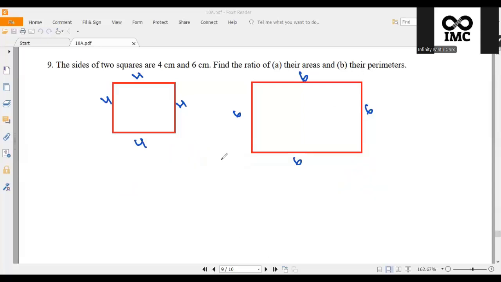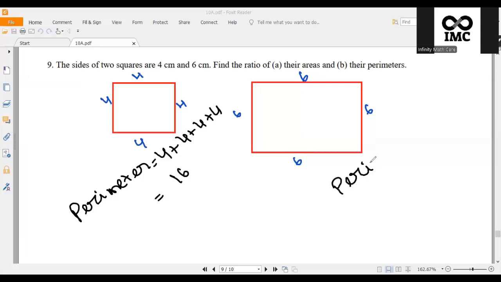Now we need to find out their perimeter. So what will be the perimeter? Perimeter actually represents the boundary line. So here we can see that the boundary line will be 4, 4, 4, 4. So if we add this 4, 4, 4, 4, then it will be their perimeter. Okay. So it will be 16. Or we can also say in this way, since in a square all sides are equal, perimeter will be 4 multiplied by the length of each side. So 4 into 6, that is 24. We can use any method to find out the perimeter of the squares.